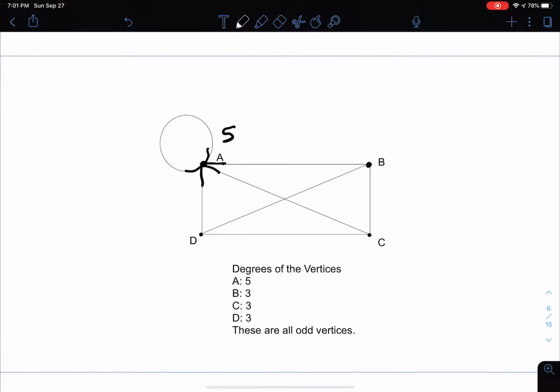Vertex B, you start counting, you got 1, 2, 3. That's where that 3 comes from. Vertex C has 1, 2, 3. Vertex D has 1, 2, 3. And those are all odd numbers: 5, 3, 3, 3. So this particular graph has all odd vertices. That's not always going to be the case. I mean, you could have all even vertices, or you could have a mix of odd and even. But this particular one I drew just turned out to have all odd vertices.